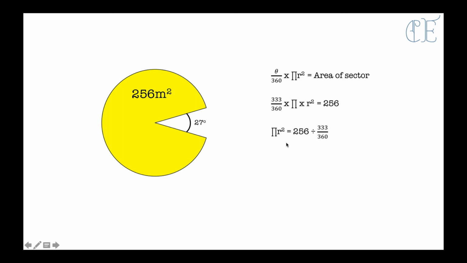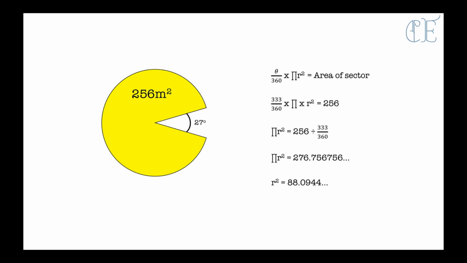So now I'm going to divide by 333 over 360. Okay, the reason for that is I'm trying to get this r value on its own. If I divide by that, I can move it over here out of the way. I can then do this bit on my calculator. So pi r squared is 276.756756 and so on. So now I can divide by pi.